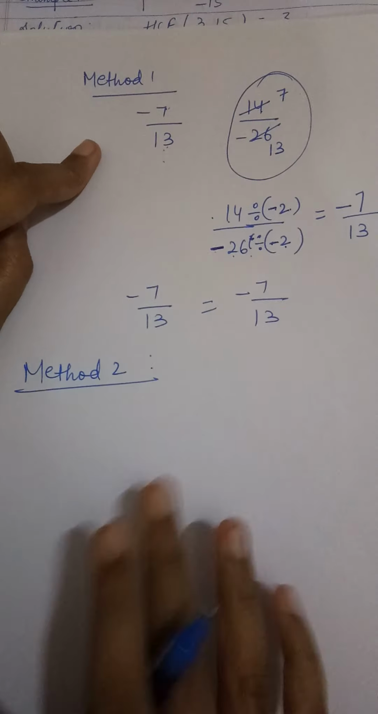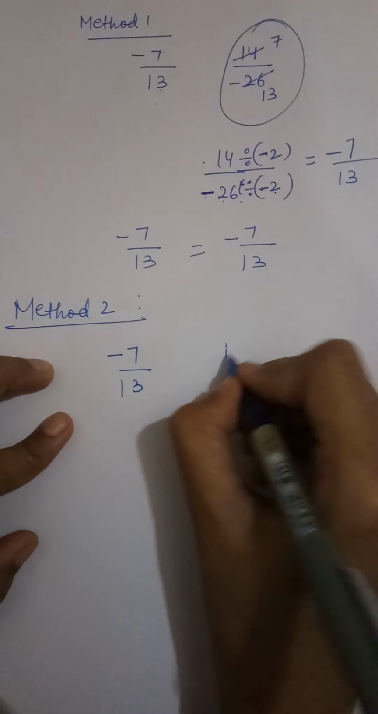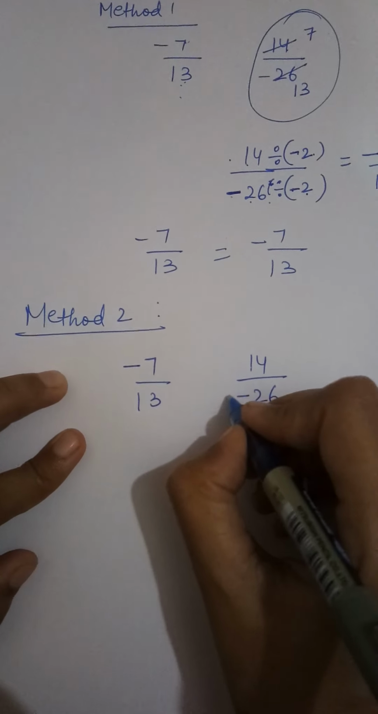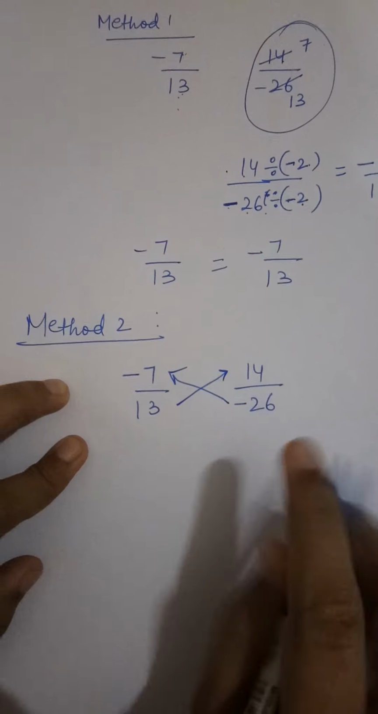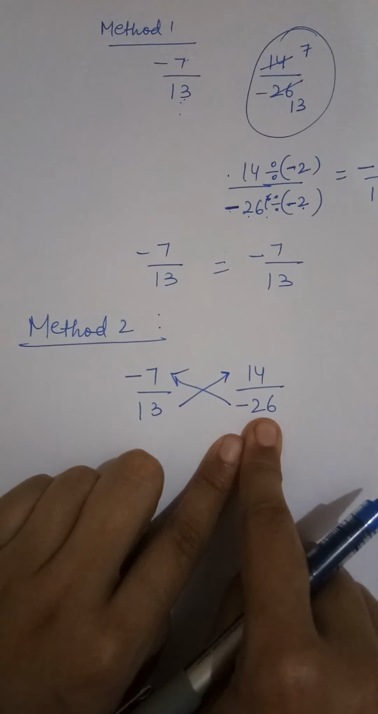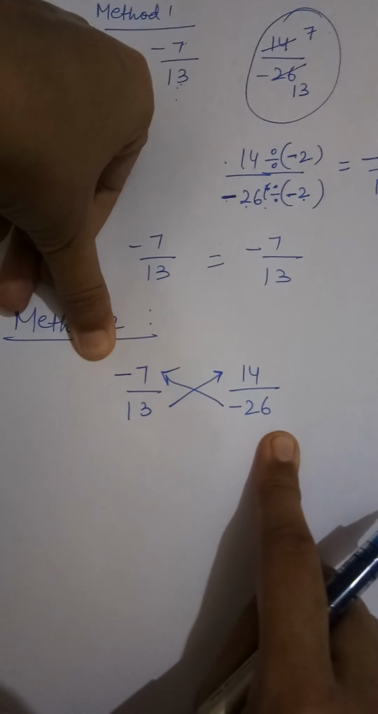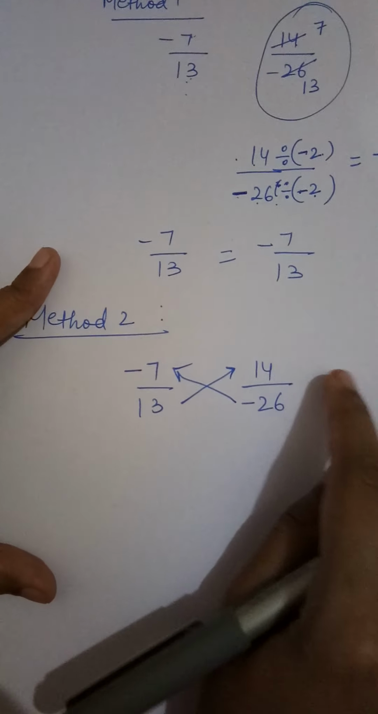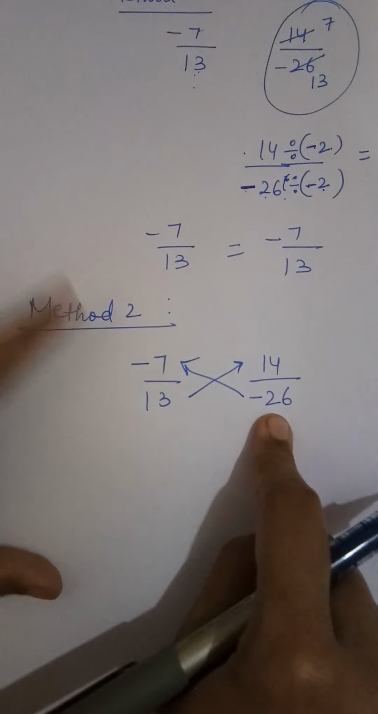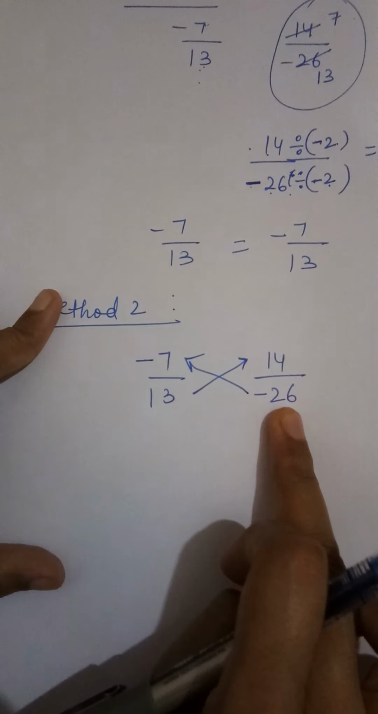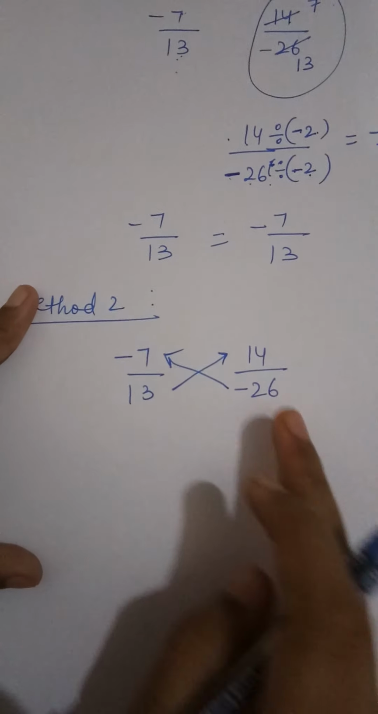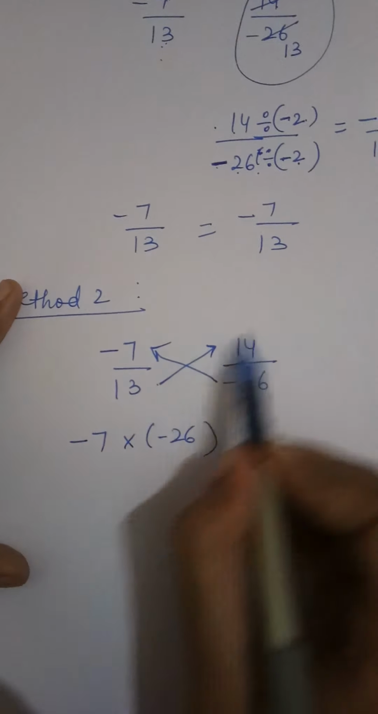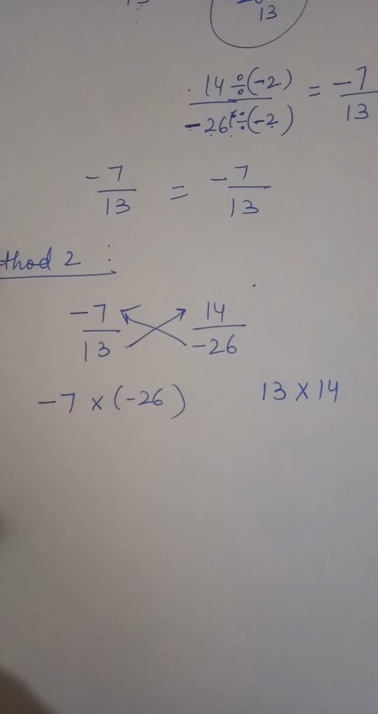Okay, now what is method 2? Method 2, you will find it very easy. Minus 7 upon 13 is there and on one side 14 upon minus 26 is there. So in method 2, what you are going to do is you are going to cross multiply. Cross multiply means the denominator which is on the other side we are going to take up, and this 13 we are going to take to the other side in the numerator. Okay, if you are going to take minus 26 with minus 7, keep that minus 26 at the side of minus 7. What I am going to do is minus 7 into minus 26, and this 13 I am going to take to this side, 13 into 14. Fine.